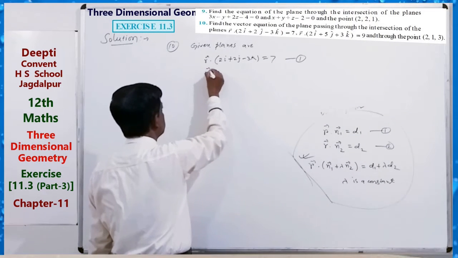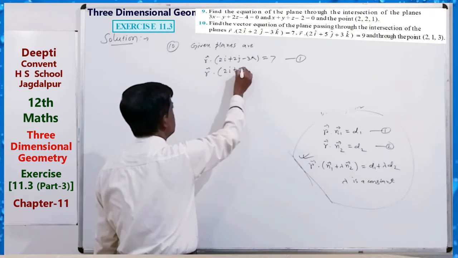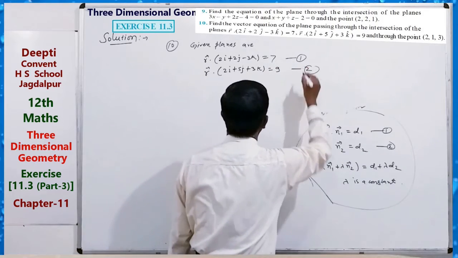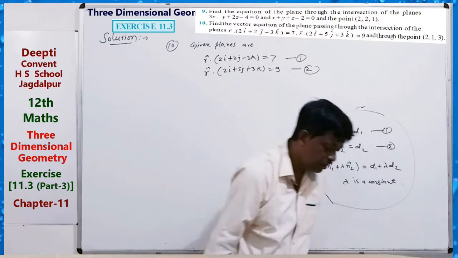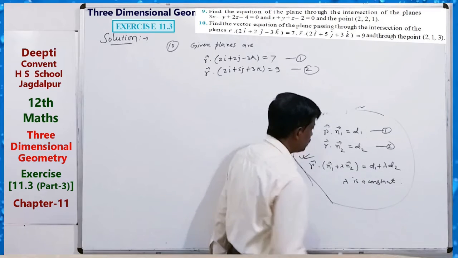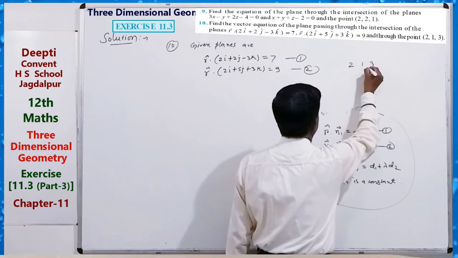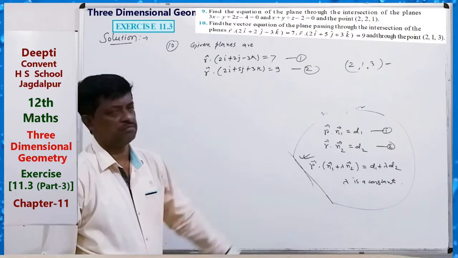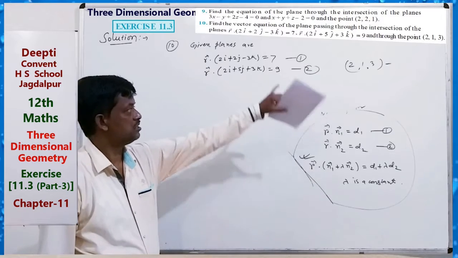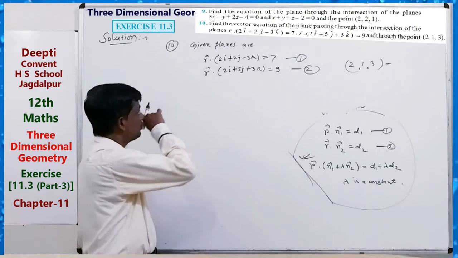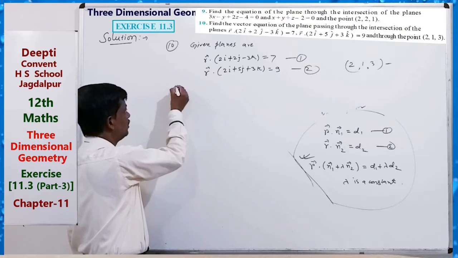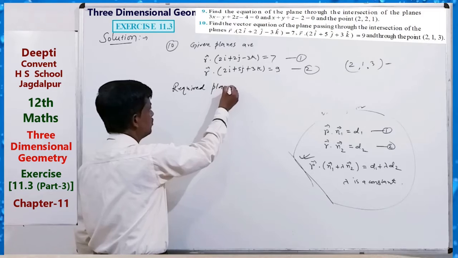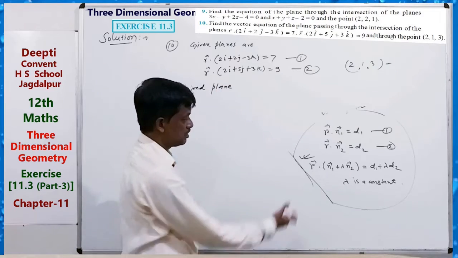And the second: r dot (2i + 5j + 3k) equals 9. This is the second equation. The required plane will pass through the point (2, 1, 3). For finding the value of lambda, we just use this point. The required plane's equation we know, just like this.